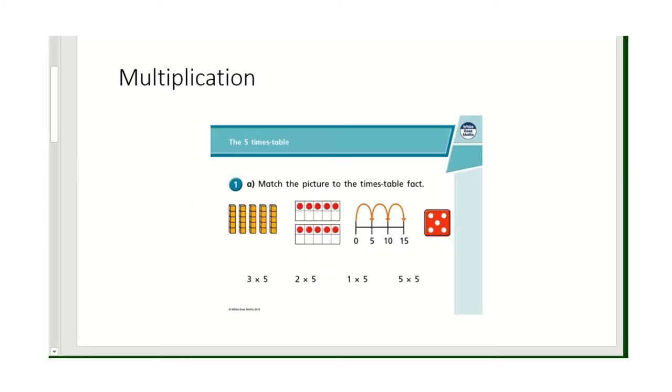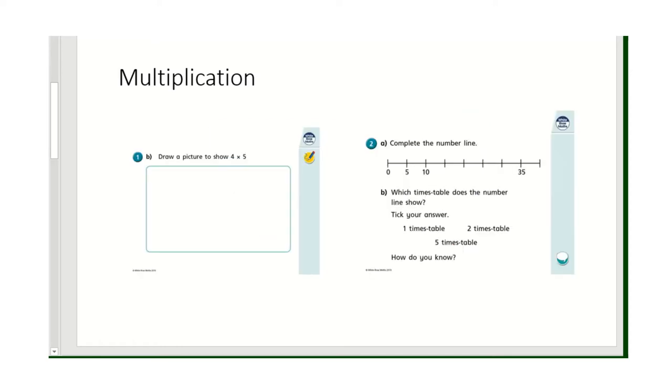Now then, we're moving on to 5 times tables now, and you match the picture to the times table. So I've got underneath 3 times 5, 2 times 5, 1 times 5, 5 times 5. Think how many groups of 5 in each picture. Not quite simple. Now then, we've got some problems there.